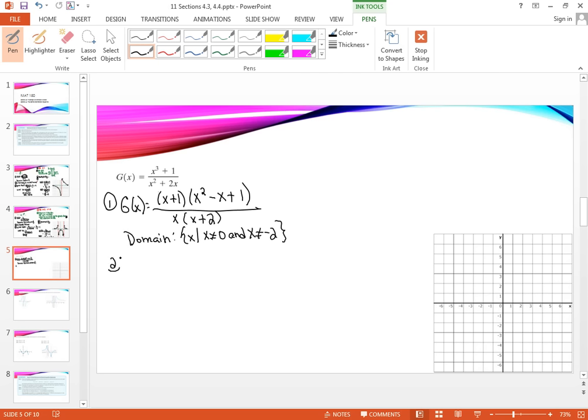Step 2. Is it in lowest terms? And yes, this one is too. I didn't mean to pick all 3 examples that are in lowest terms, but it just so happened. It's already in lowest terms. Okay, step 3.